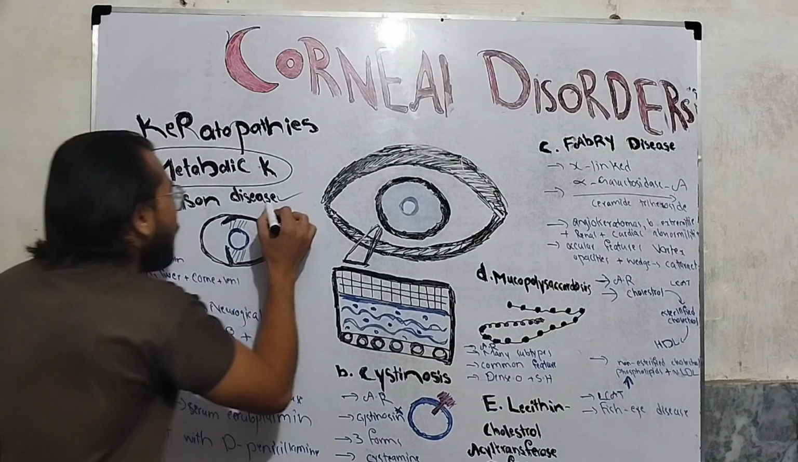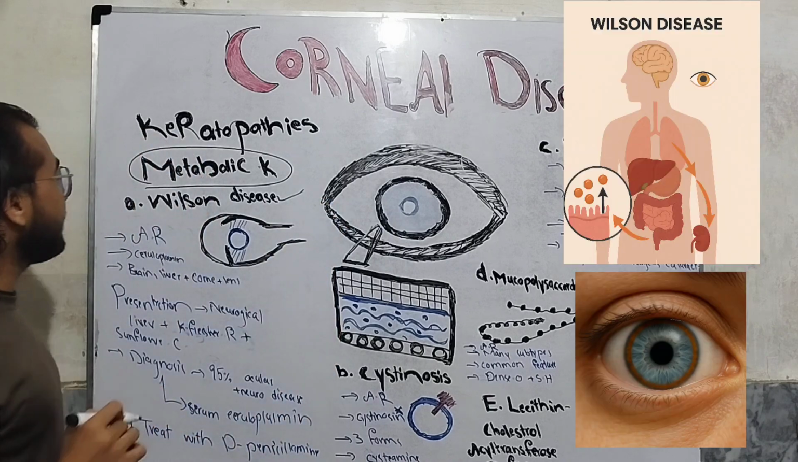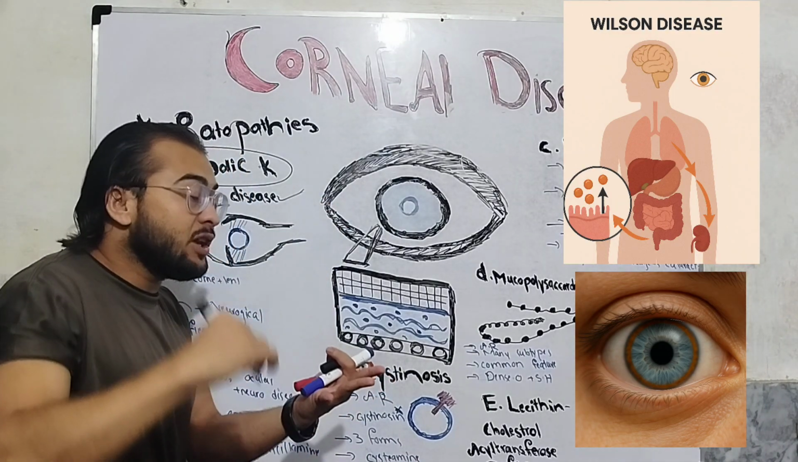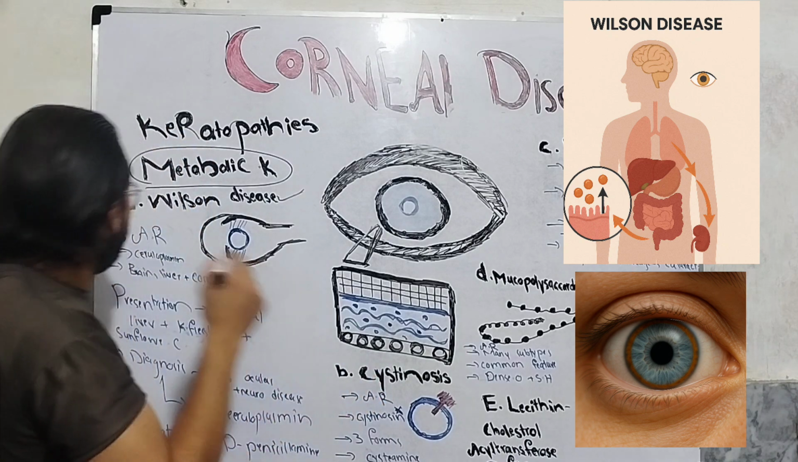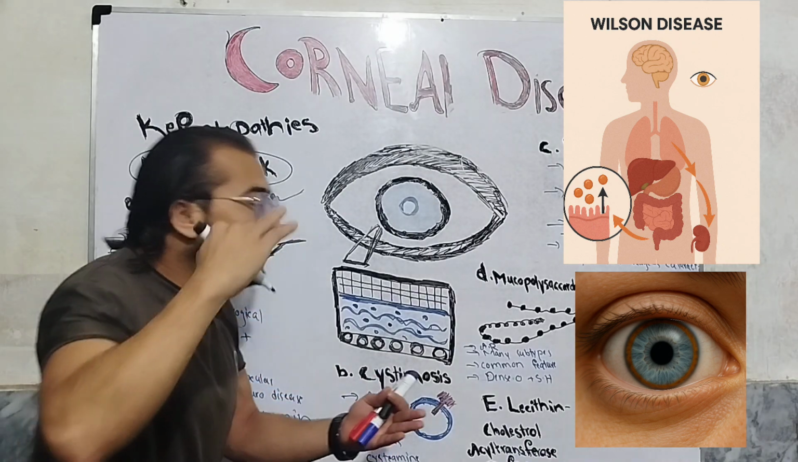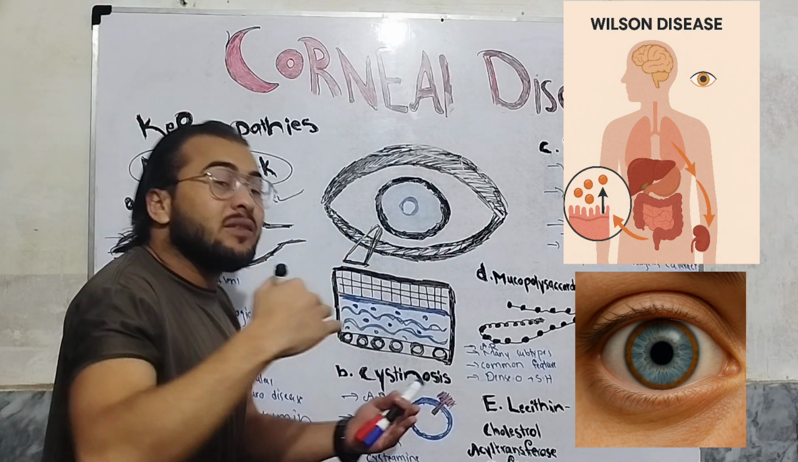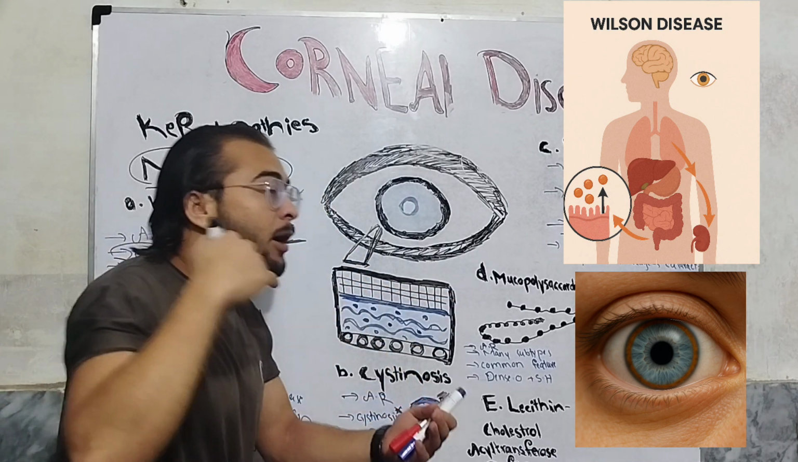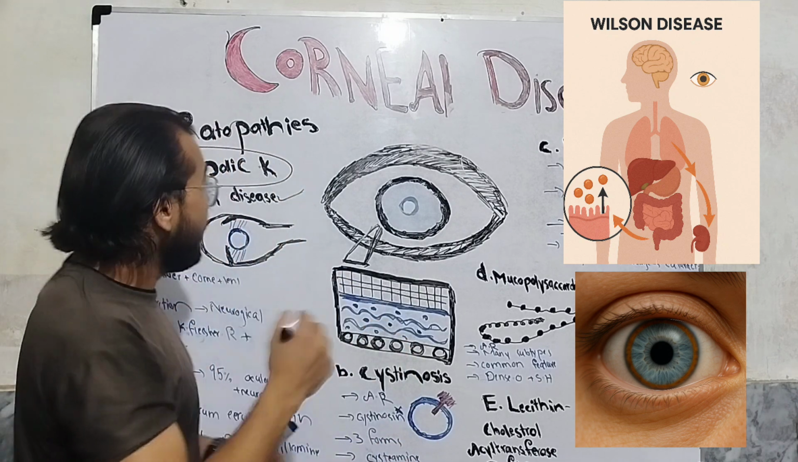Now the first one is Wilson disease. What is Wilson disease? It is an autosomal recessive condition in which there is a problem with a protein called ceruloplasmin. This ceruloplasmin is a protein which transports copper in the blood. So it is a copper carrier protein in the blood.